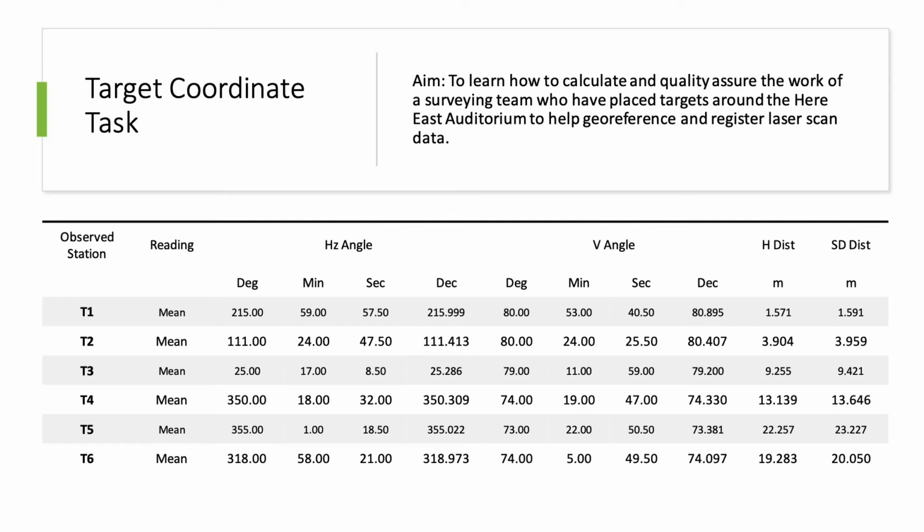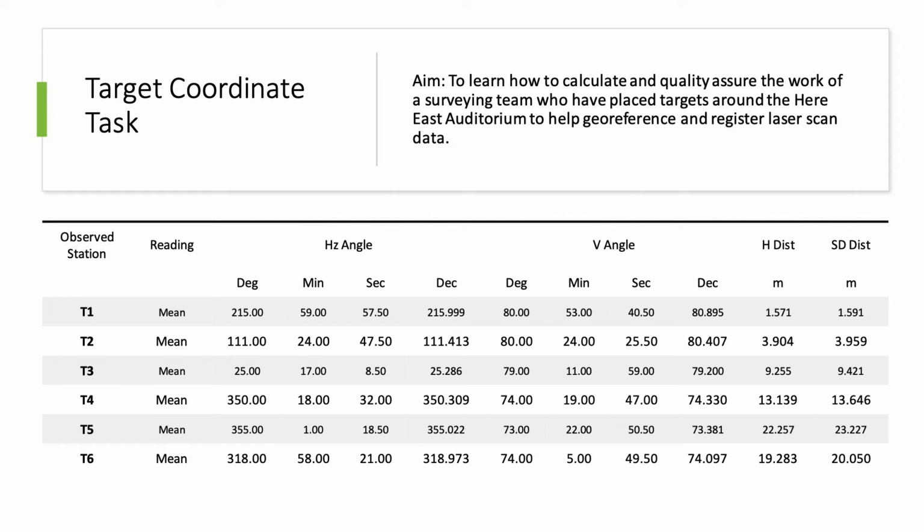The next task was a target coordinate task, the aim of which was to learn how to calculate and quality assure the work of the surveying team who have placed targets around the Here East Auditorium to help georeference and register laser scan data. The laser scan targets were surveyed with a total station set up on Station 1 and their horizontal angle set to 0 at Station 2.